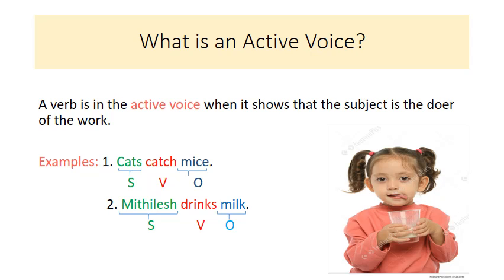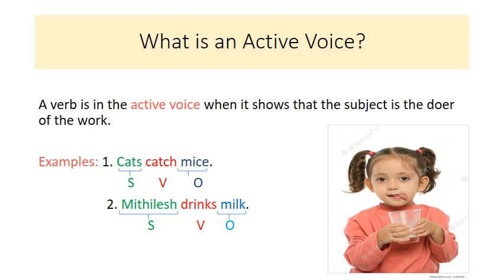Cats catch mice. Verb is catch. Cats is the subject. And who is the doer of catching mice? It is subject. So subject is doing the work. Subject is the doer. As subject is the doer, so this sentence is in active voice, or the form of the verb in this sentence is in the active voice.